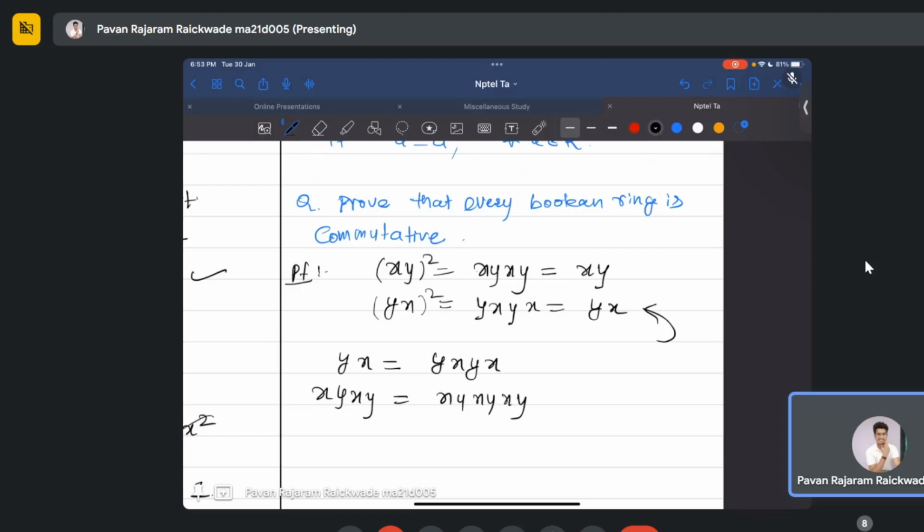Okay, and do you have any idea how to show this? You can give me hints. Basically, this is also xy. Okay, maybe I'm not able to get it right now. We'll see this question later.